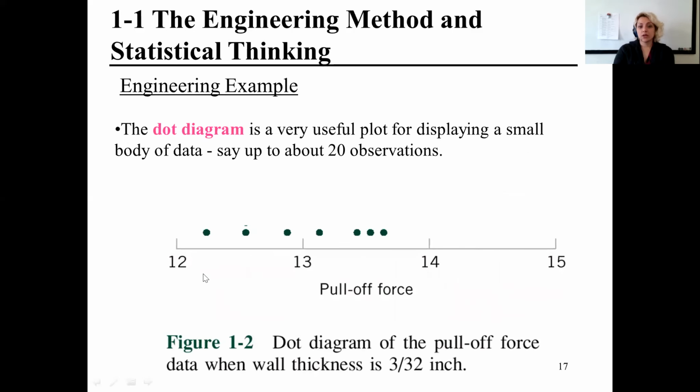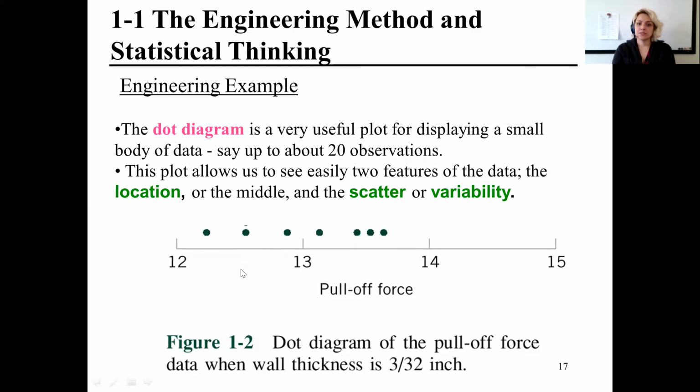So with the dot diagram, what we are going to see is this pull-off force here, and then you see the dot diagram here. It's a very useful plot for displaying a small body of data, let's say 20 observations. When we are working with data in, let's say, machine learning, we're talking about millions of data points. So definitely this one is not going to be our first choice.